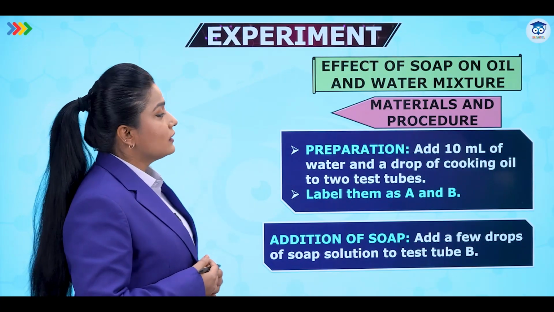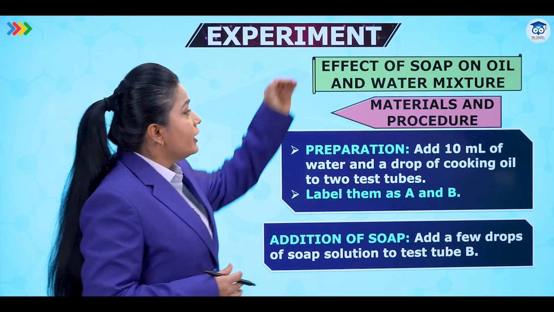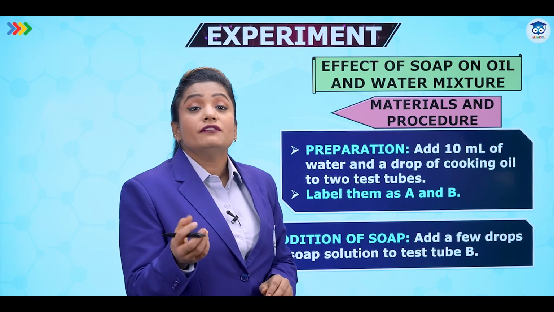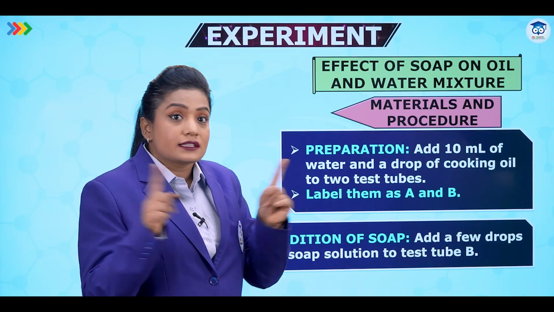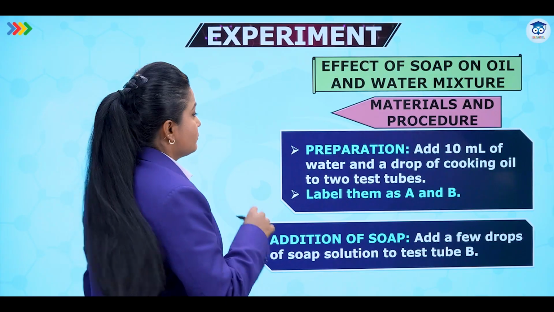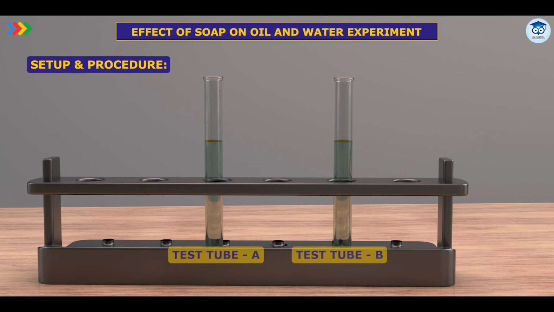Now let's try to understand one experiment: the effect of soap on an oil and water mixture. Well, you could totally understand what we are going to do. We are going to take soap and dissolve it in oil. Are they soluble? We need to understand what is soluble and what is not. For this, we will require 10 ml of water and a drop of cooking oil in 2 test tubes. We are going to label them as A and B.